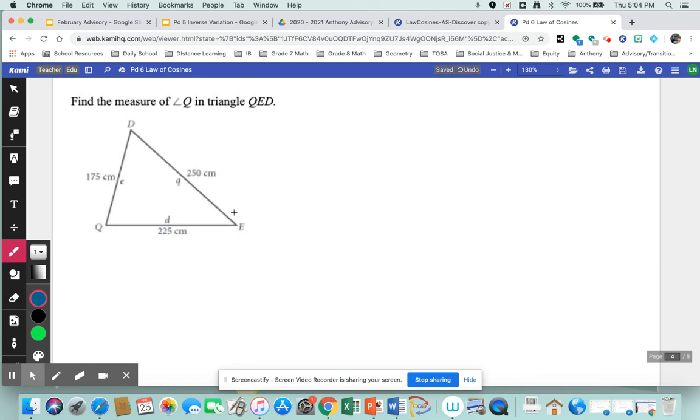On page 4, we're going to find the measure of angle Q. This is what we want to know. And so the opposite side is lowercase q. Remember, the opposite side of angle D is lowercase d. The opposite side of angle E is lowercase e. So I'm going to start again with the original law of cosines. So c squared is equal to a squared plus b squared minus 2ab times cosine of c.